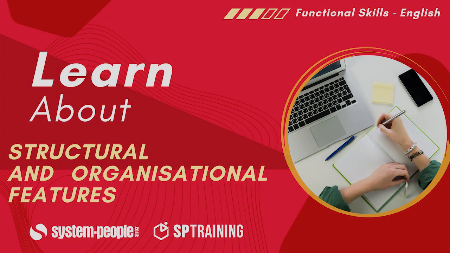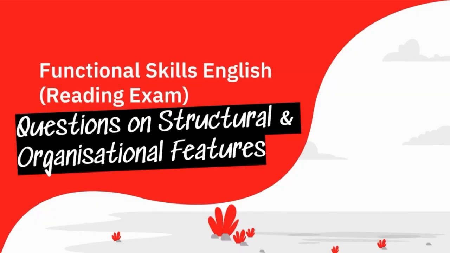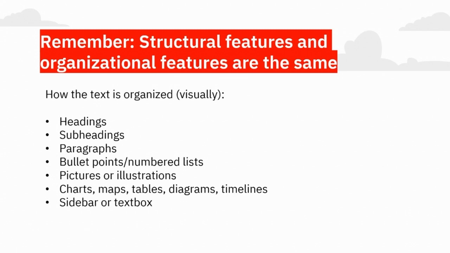Today we will be learning about how to answer questions on structural and organisational features in the reading exam. Remember, structural features and organisational features are the same thing. It's all about how the text is organised visually for the reader. These features include headings, subheadings, paragraphs, bulleted and numbered lists, pictures or illustrations, charts, maps, tables, diagrams and timelines, and sidebar or text boxes, amongst others.